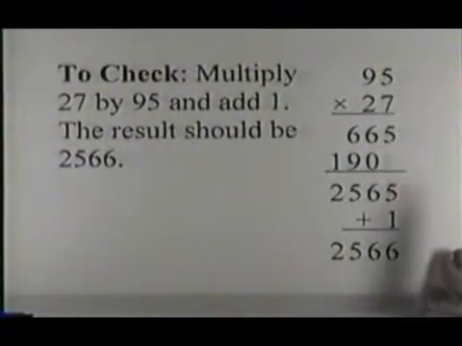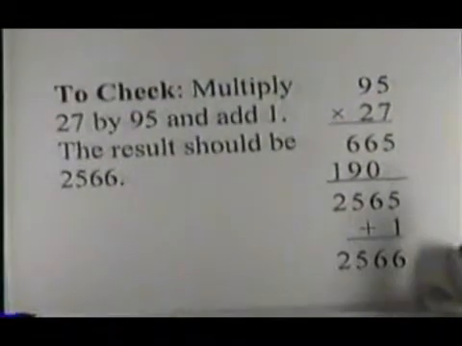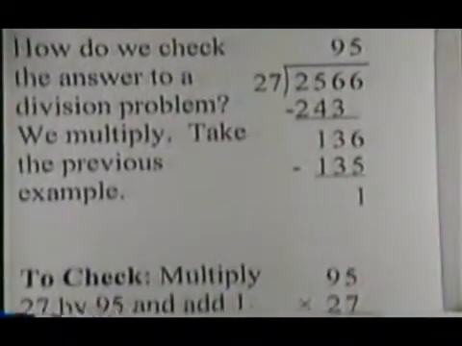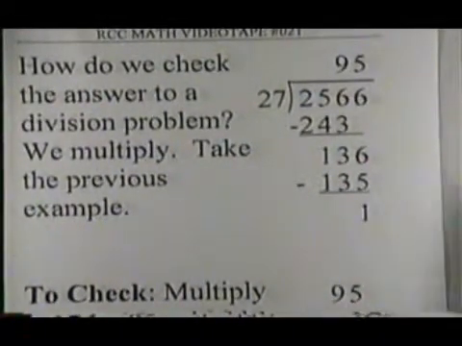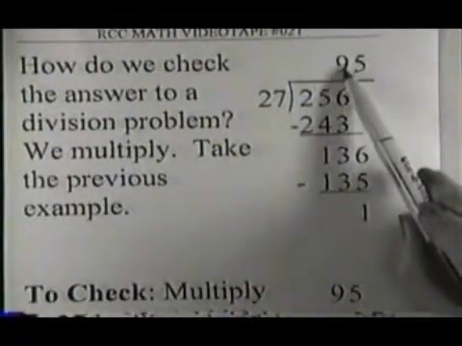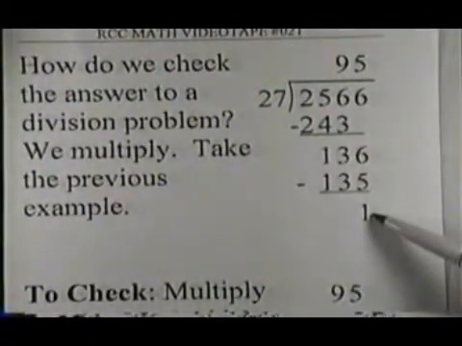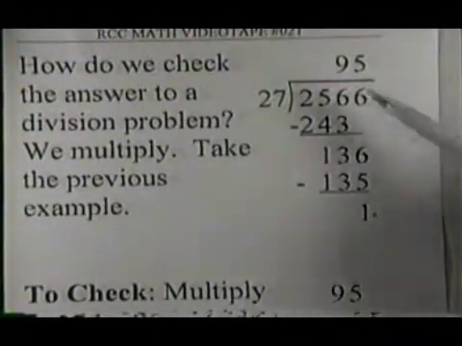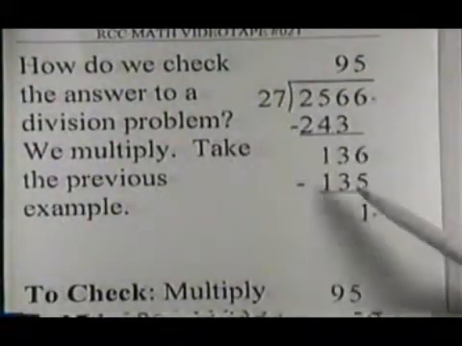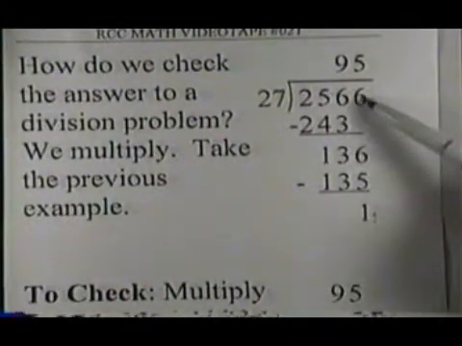Okay, let me scroll back down here and show you the original problem and where the numbers came from when we checked. To check it, you take this and multiply it by this and add the remainder to see if you get the dividend. So it's quotient times divisor plus remainder, and see if it's equal to the dividend.